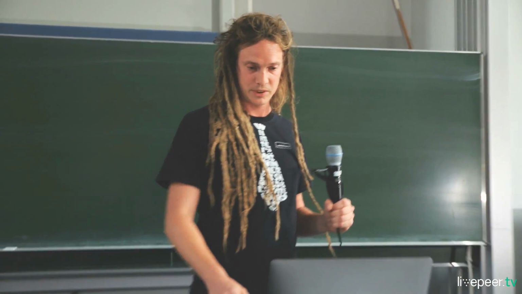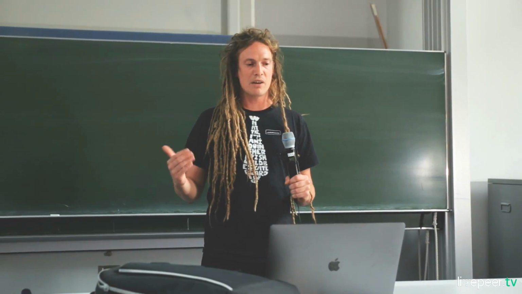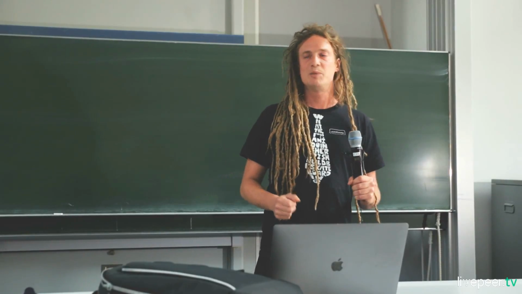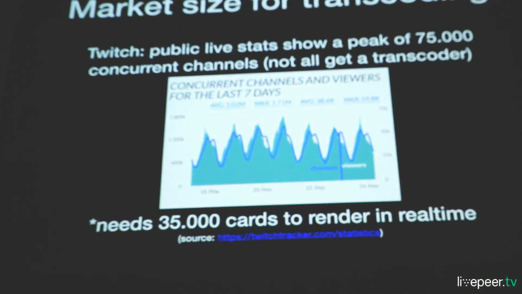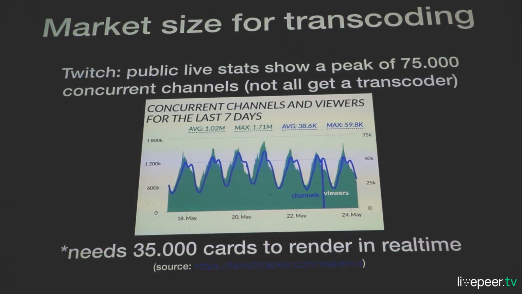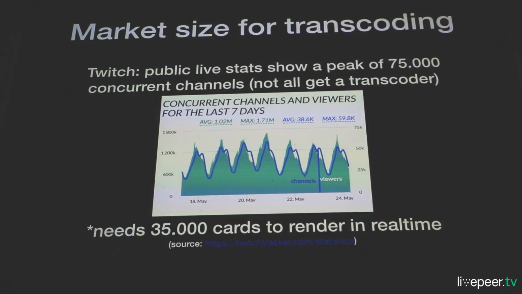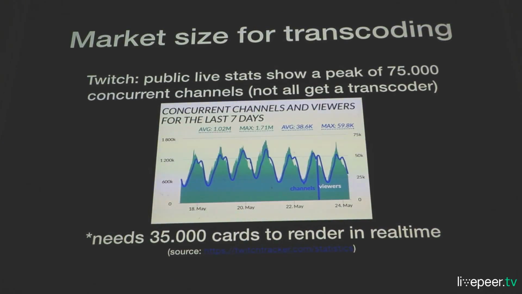It's not that much. With Twitch, for example, you see they peak at 75,000 concurrent channels. It's not even that all the Twitch channels would get a transcoder. Only their partner program members, or only those with above 50 concurrent viewers, would actually get a transcoder. But still, like 35,000 cards would be enough to render all of this in real time.